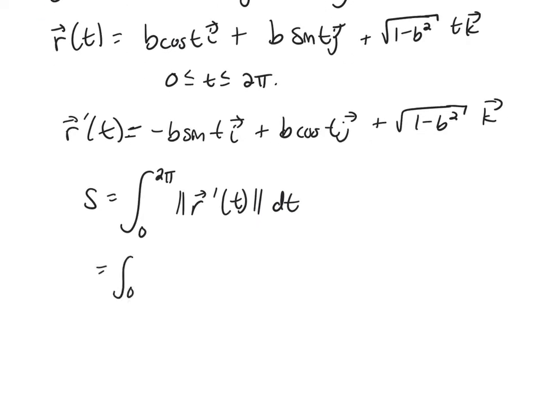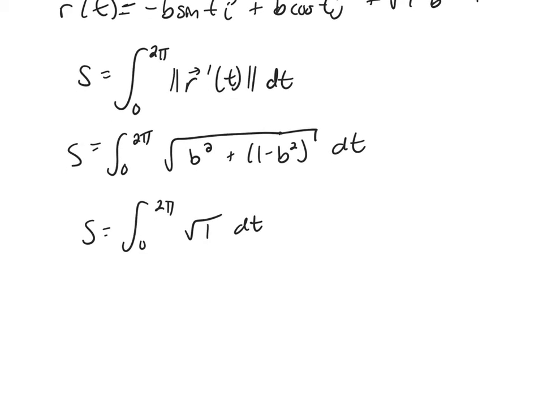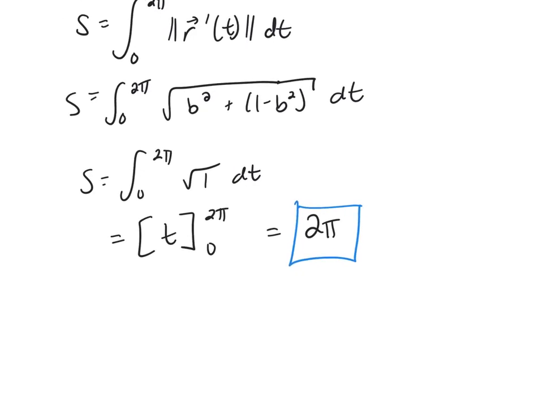So it's the integral from 0 to 2 pi. So when I compute this magnitude, you're going to get b squared plus 1 minus b squared. And that just simplifies down to 1, the square root of 1, which is just 1. So when I integrate 1, I'm going to get t back from 0 to 2 pi. So you're going to get 2 pi for the arc length of this one turn of the helix.